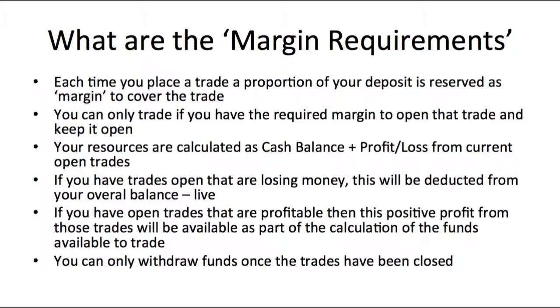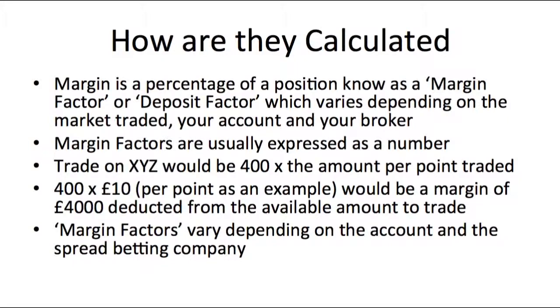So how do they calculate it? Well, the margin is essentially a percentage of a position, known, depending on which broker you go to or spread betting company you go to, as a margin factor or a deposit factor. And it varies on the market traded. It also varies on the type of account you have. And obviously, as we previously explained, it varies on your broker. But overall, they're much of a muchness. They're very similar throughout the industry. And they are expressed as a number, which your amount per point is multiplied against.